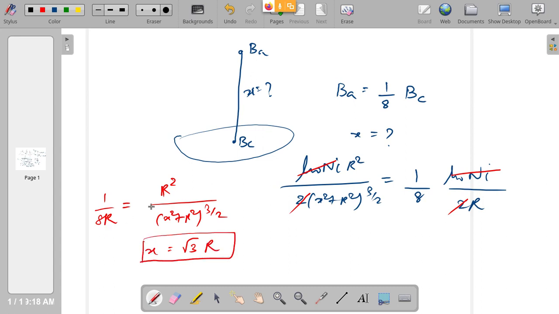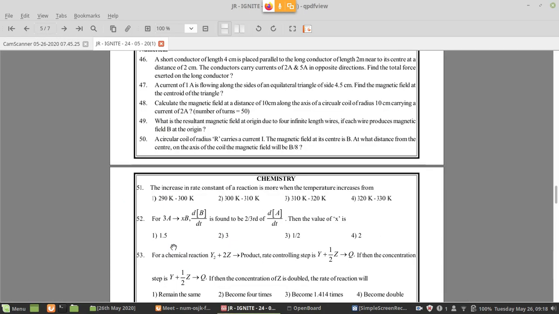Because first what you will do, 8r cube. 8r cube is equal to this side will be there. You will take a cube root on both sides. Then you will do square. You will get this: x is equal to root 3r. This we already discussed, so please check it again. Check the calculations. You will get this.